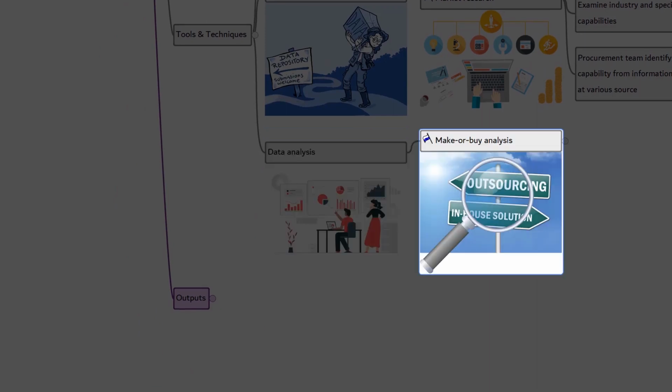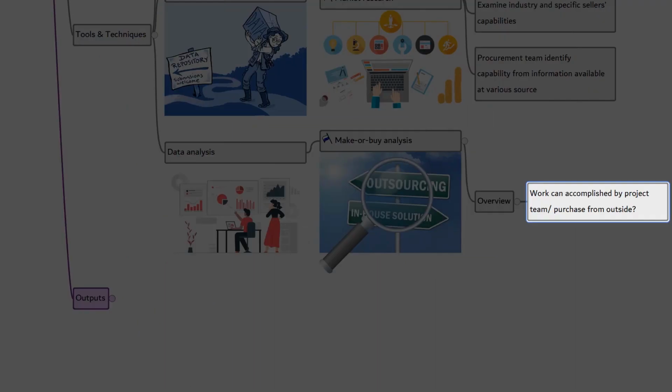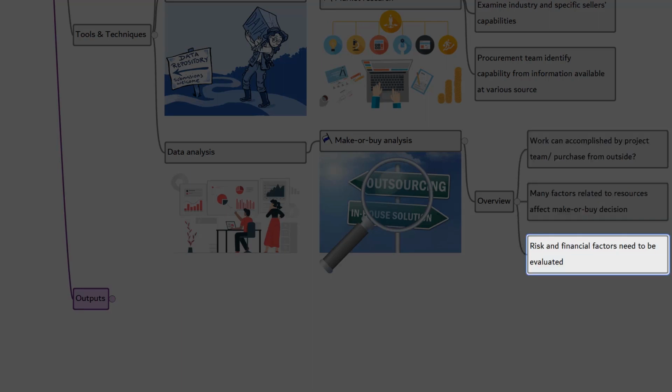Data analysis. Here it's make or buy analysis. First, overview. A make or buy analysis is used to determine whether work or deliverables can best be accomplished by the project team or should be purchased from outside sources. Factors to be considered in the make or buy decision include the organization's current resource allocation and their skills and abilities, the need for specialized expertise, the desire not to expand permanent employment obligations, and the need for independent expertise. Risks involved with make or buy analysis need to be analyzed carefully.